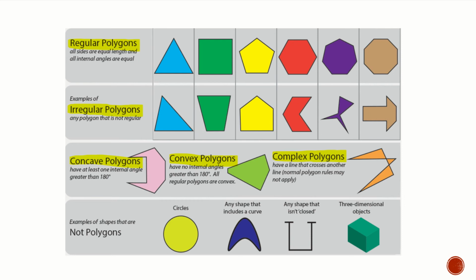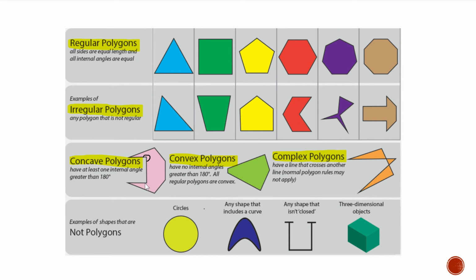There's also this notion of concave versus convex polygons. A concave polygon, it says here, has at least one internal angle greater than 180 degrees. So this angle right here that I'm about to draw is greater than 180 degrees. So this would be an example of a concave polygon.